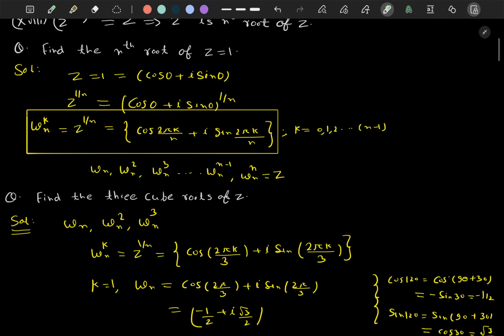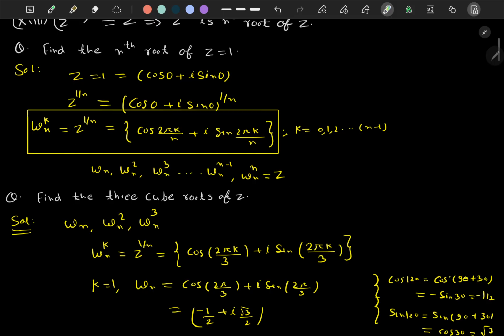Very simple. So when you put k equal to 1, you will get omega n. When you put k equal to 2, omega n2, and omega n3, and just like that, the omega n term will be equal to z. How will it be equal to z? Because z raised to 1 by n, to the power n, will be equal to z. Very simple. You just have done this.